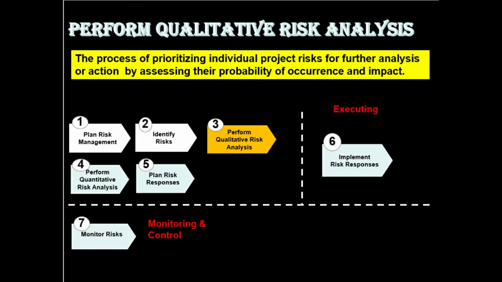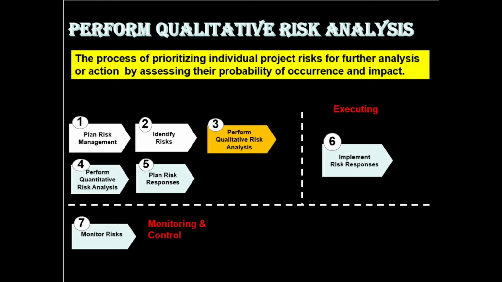First, it is the third process in the project risk management knowledge area, and it is defined as: perform qualitative risk analysis is a process of prioritizing individual project risks for further analysis or action by assessing their probability of occurrence and impact as well as other characteristics. Hope you understood this definition. And the key benefit of this process is that it focuses efforts on high priority risks.